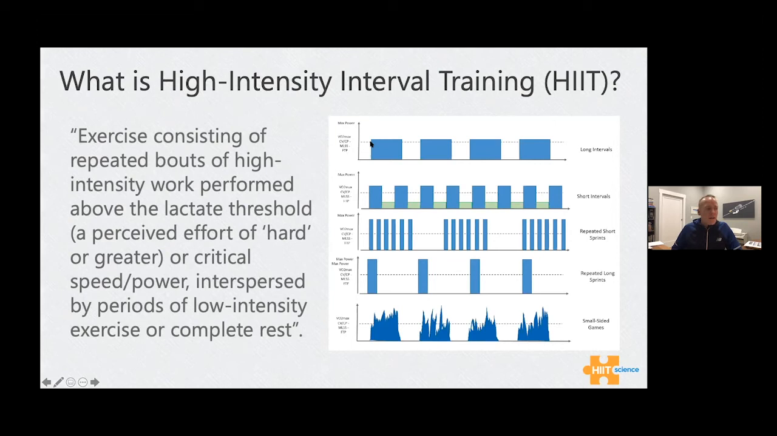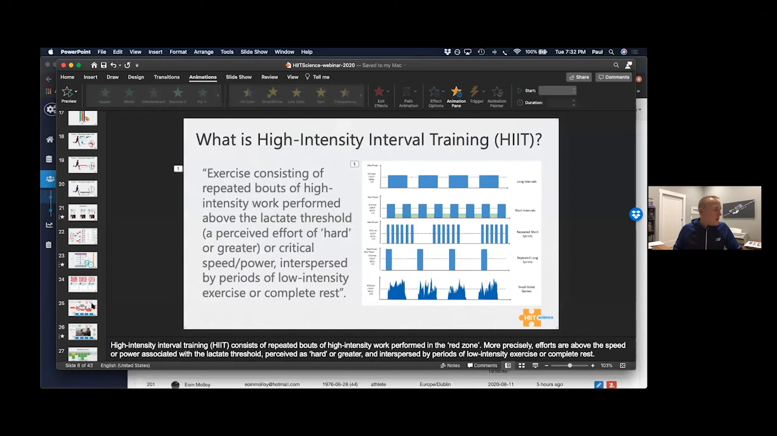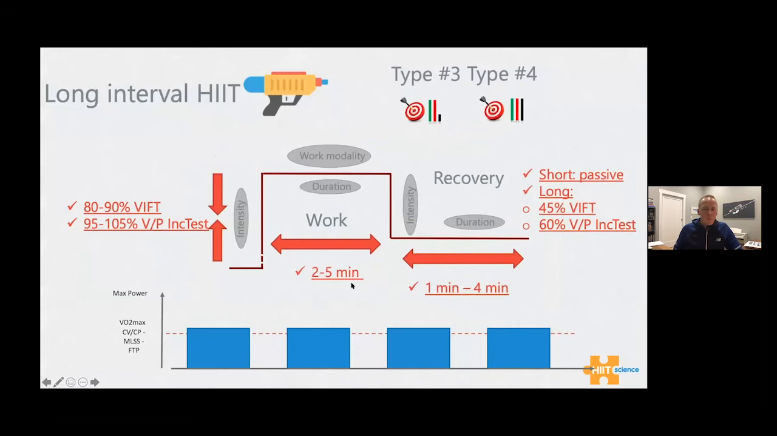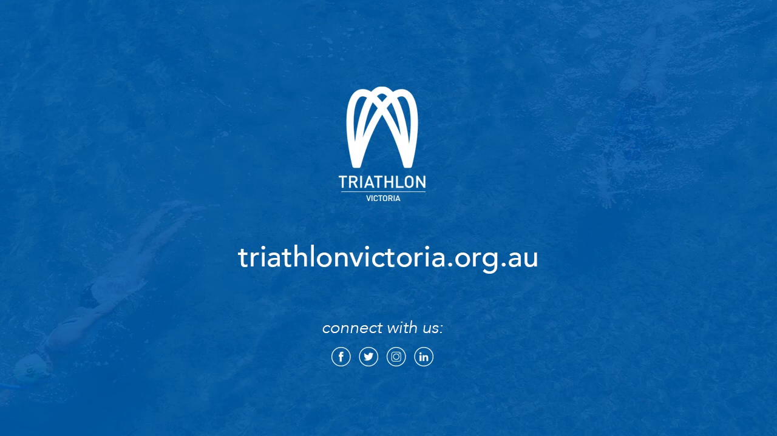The short intervals, again, if we want to compare long and short intervals, I'll start with the long one. The long interval was typically 2 to 5 minutes of work. These are your typical VO2 max intervals. And then the recovery bout should be 1 to 4 minutes. And you can repeat that for as much as is appropriate for the individual in terms of how many consecutive bouts.